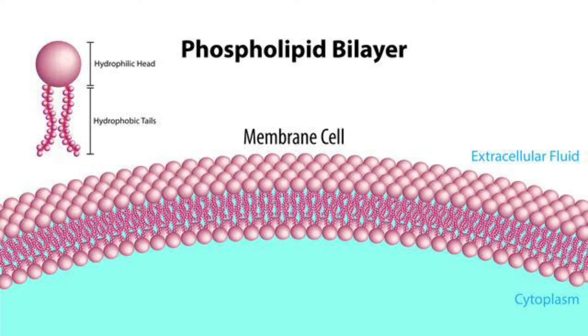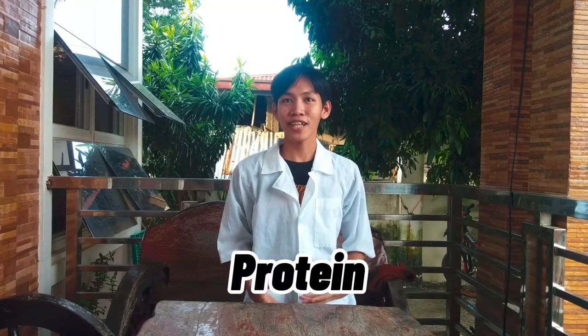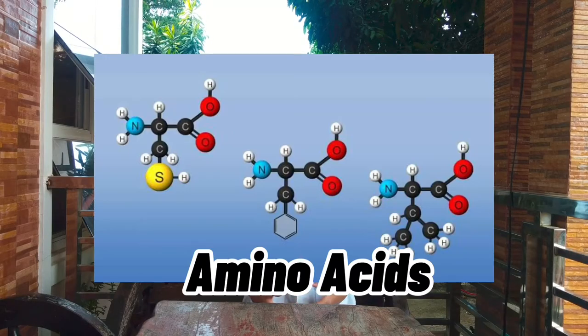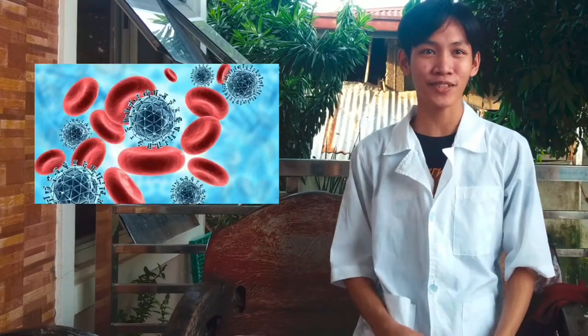Protein is made up of monomers called amino acids, good for muscle building and other functions, such as helping the immune system and acting as enzymes. Genes or DNA have a code for proteins that is very important to structure and function in the body.